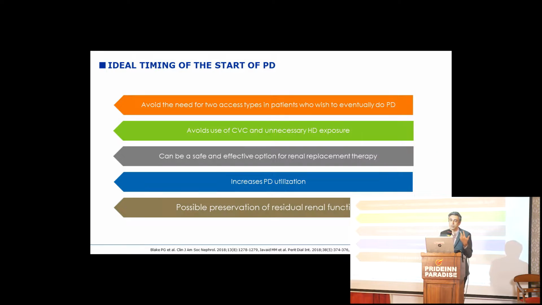So with regards to the ideal timing, we should avoid the need for two types of access in patients who eventually want to do PD. We should be avoiding the use of catheters if possible, and this is about the ideal timing. And this start of PD will also increase the utilization if we can approach. And we have talked about the preservation of residual kidney function. That will also come.